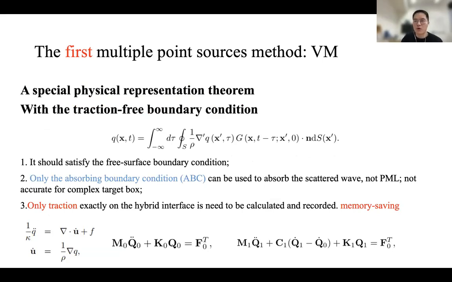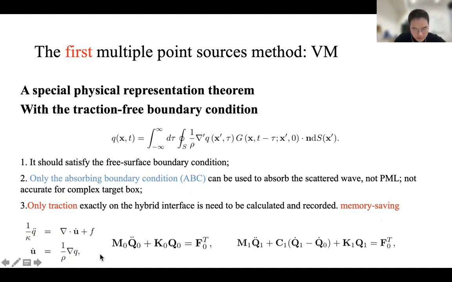This method we call VM, and this methodology should satisfy the free surface boundary condition. So we can only use the absorbing boundary condition, this kind of absorbing wave, to absorb the scattered wave. We couldn't use PML. And in fact, it's not very accurate for a complex target box. But because only the traction is needed, it's very memory saving. We only need to record one physical wave. So it's very memory saving and suitable for 3D global simulations.